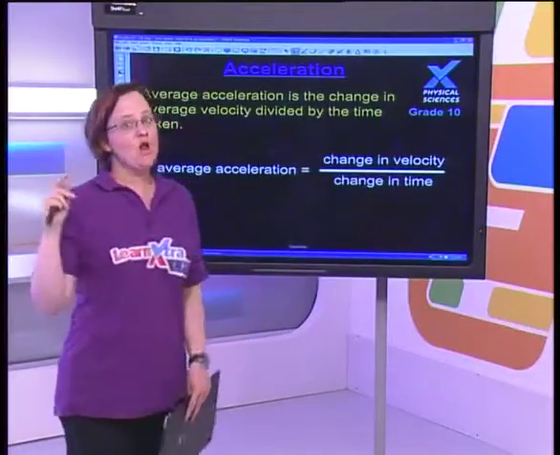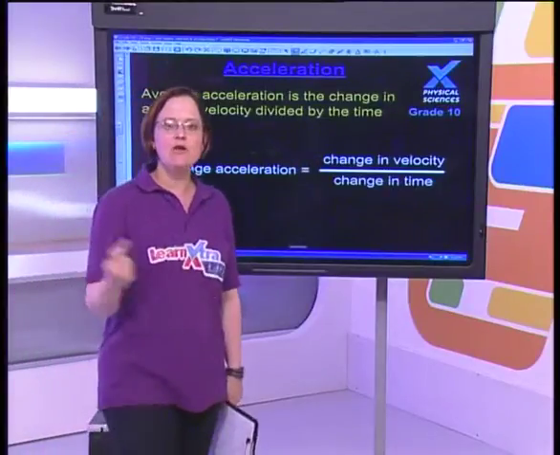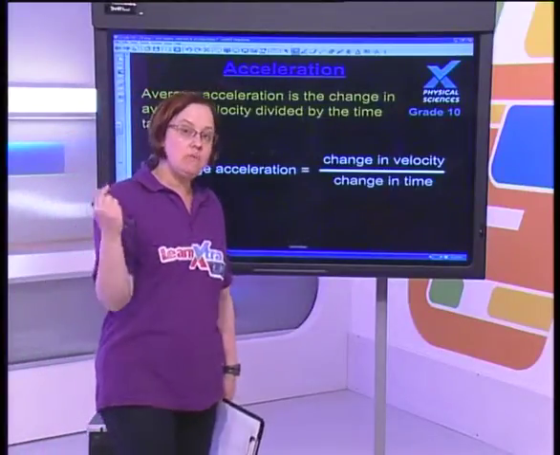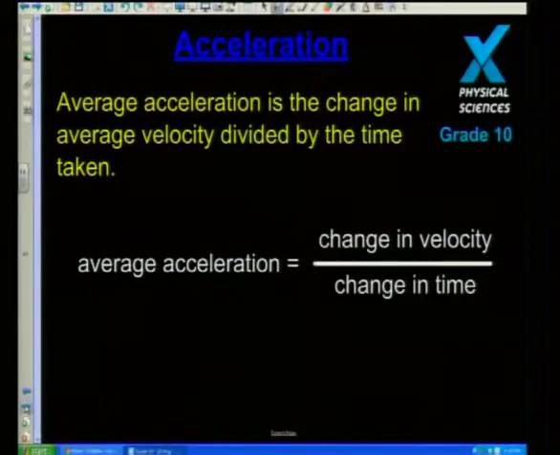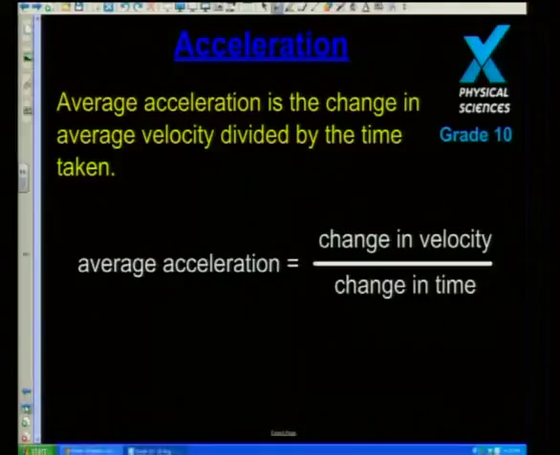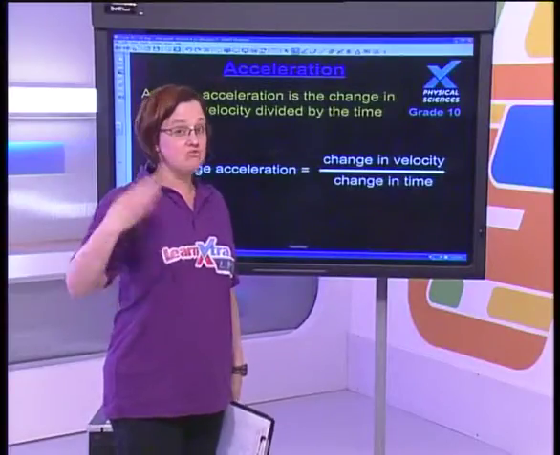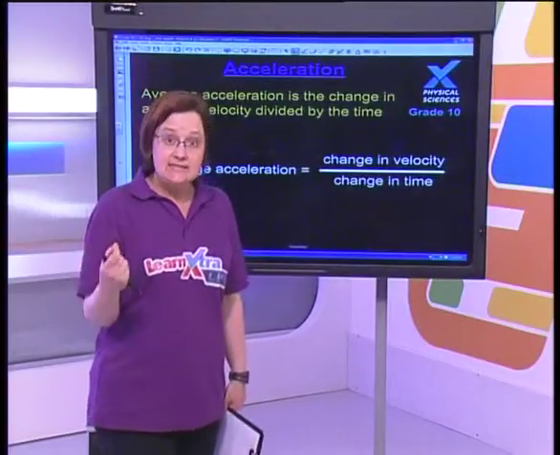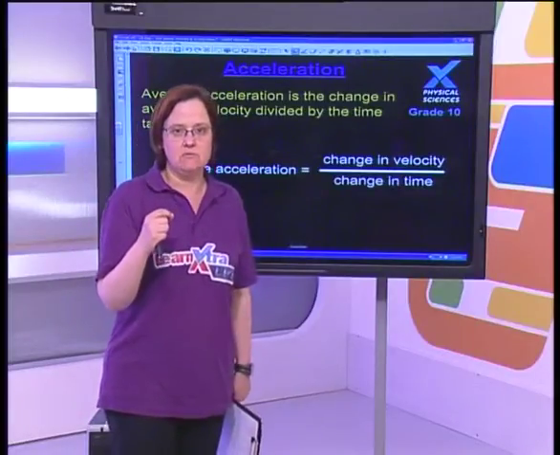Okay, last section for today, we're going to look at acceleration. Acceleration can only be a vector, because when we look at acceleration, it's defined as the average acceleration is the change in average velocity divided by the time taken. It's the rate of change of velocity. It can also be the rate of change of speed, but we don't often look at it in that context. It's rate of change of velocity. Acceleration is a vector. It has to have a direction, okay?